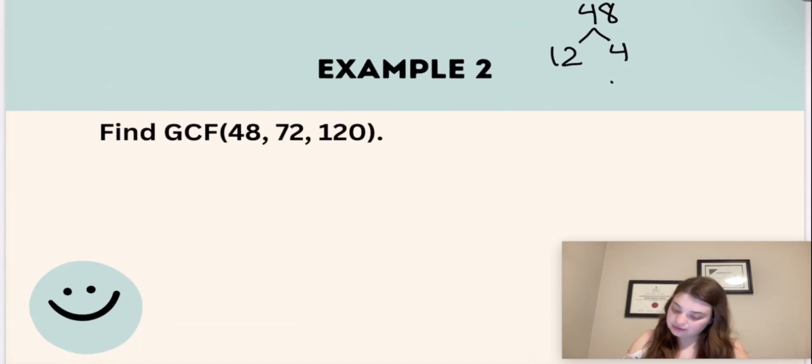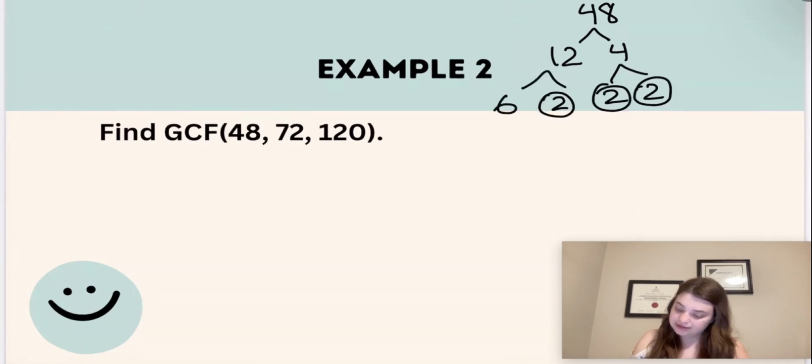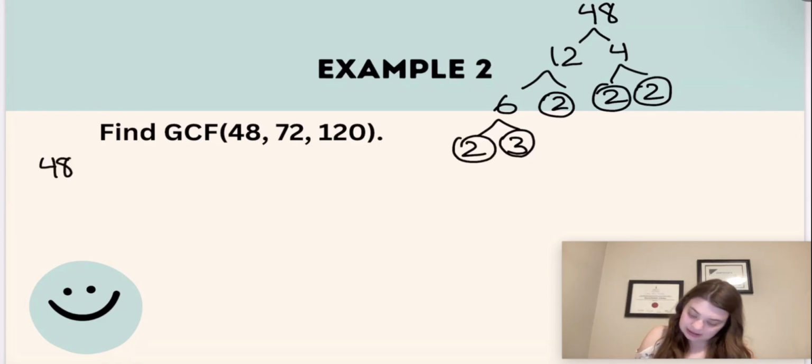4 can be broken down into 2 times 2, which both of those are prime. 12 is 6 times 2, so the 2 there is prime, the 6 is not. And 6 is the same as 2 times 3. And so therefore 48 is equal to 2 to the power of 4 times 3, because notice that there are four 2's, and then there's one 3.